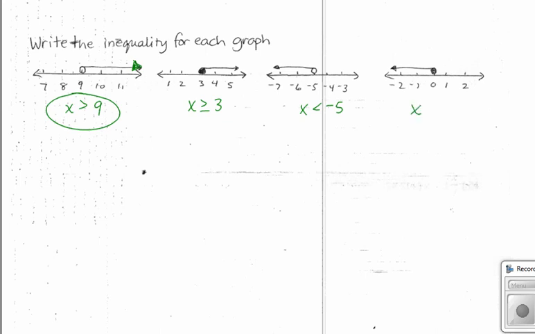And the last one will be x is less than or equal to 0. It's pointing in the same direction as the inequality, and it is filled in, so that means that 0 is part of the solution, so it could be equal to 0 as well.